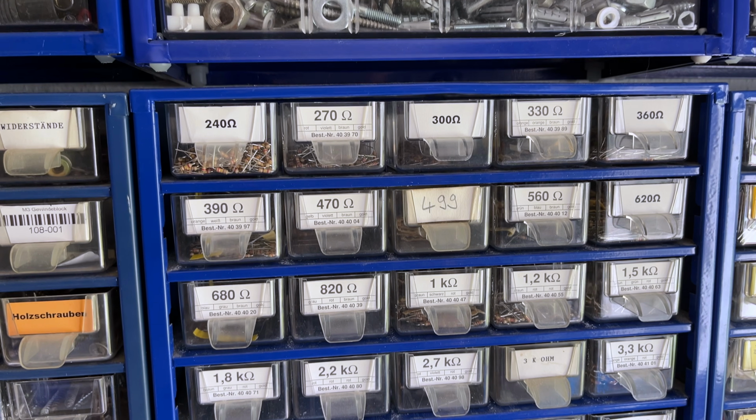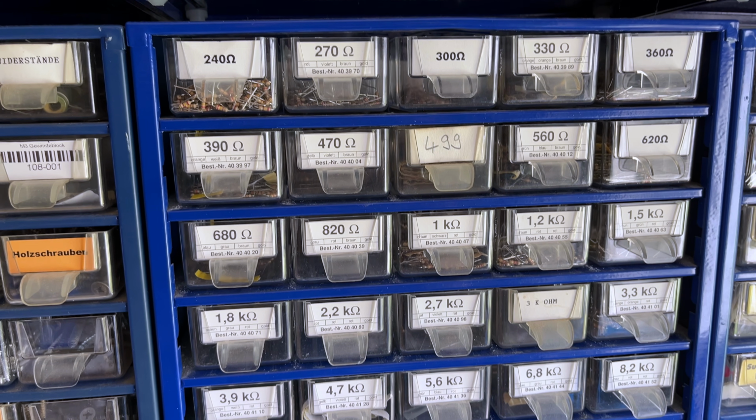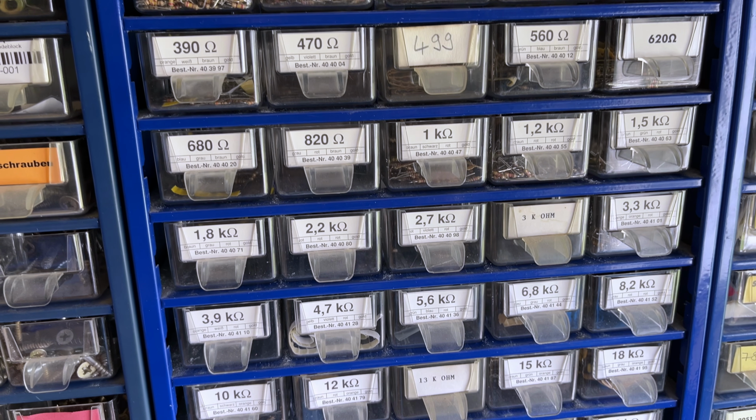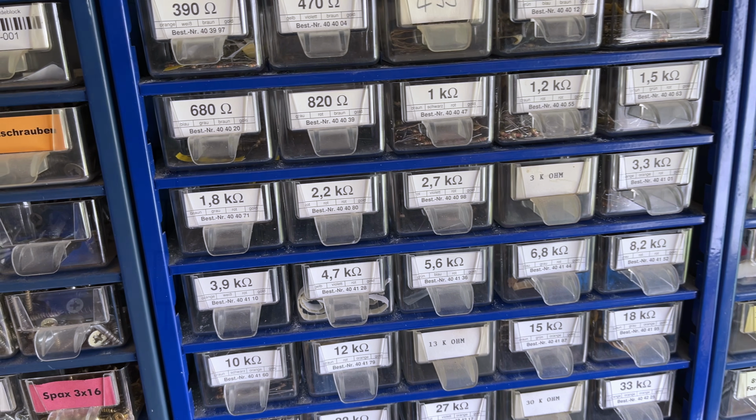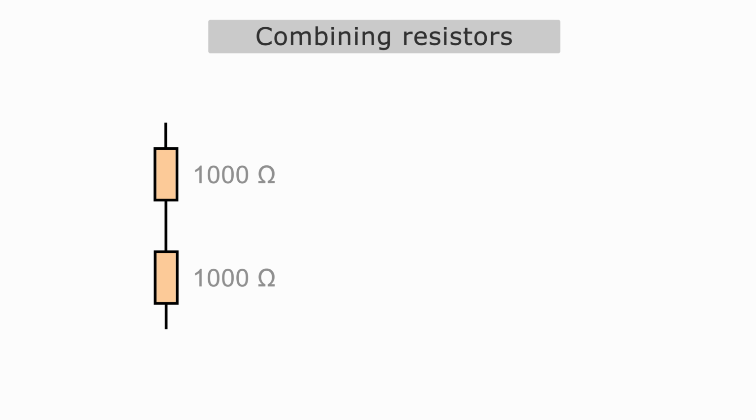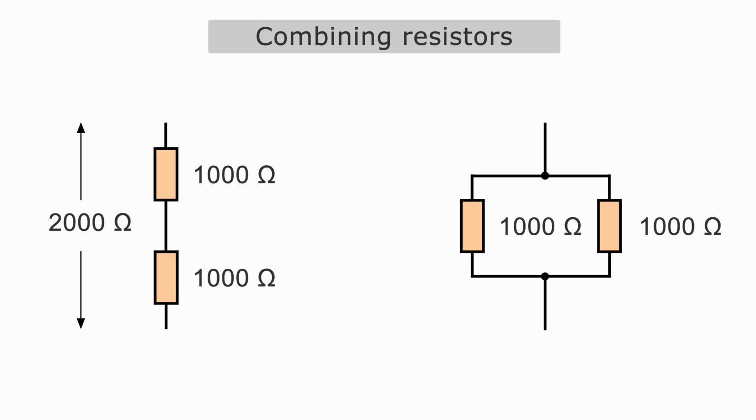If you don't have the right resistor to hand, you can connect several resistors together to obtain the desired value. For example, if you connect two 1000 ohm resistors in series, this adds up to 2000 ohms. Two 1000 ohm resistors connected in parallel add up to 500 ohms.